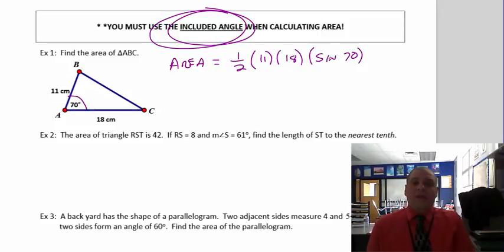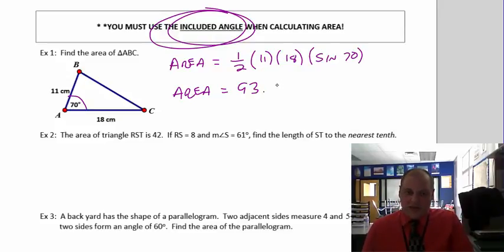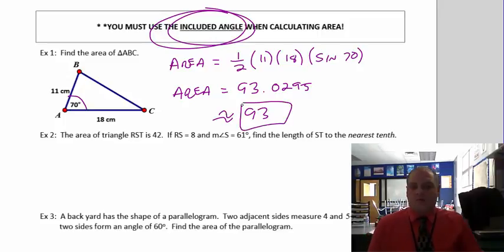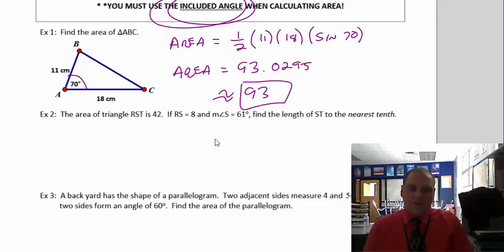And literally just type that in your calculator and you are done. This is going to be a nice short video for you. 1/2 times 11 times 18 times the sine of 70. Throw that right in your calculator and you get 93.0295. And so approximately 93 is the area of this triangle, rounded to the nearest whole number, 93 centimeters, I should say.